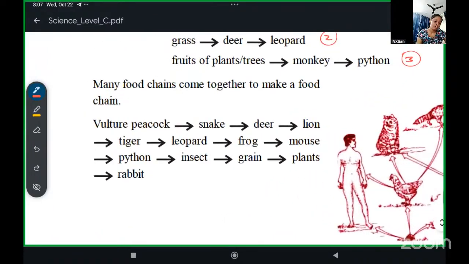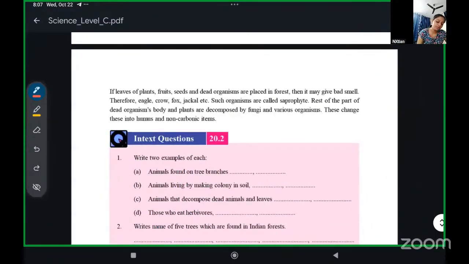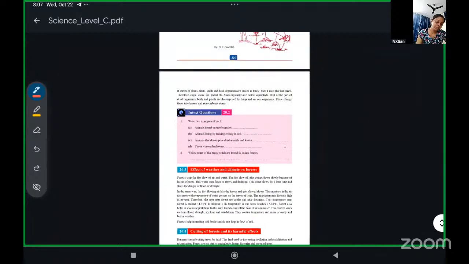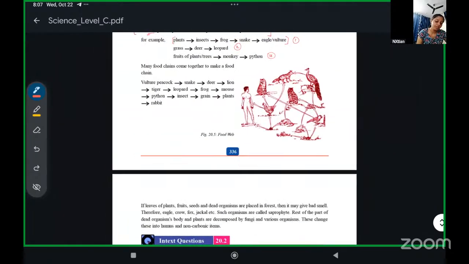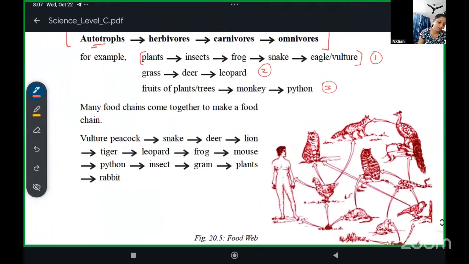Now, so many food chains, when they are joined together, they make a food web. They make a food web, not a food chain.